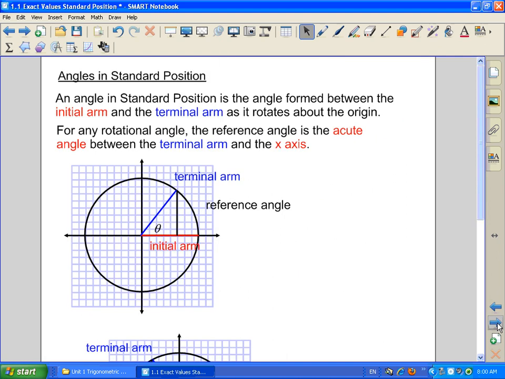All right, so an angle in standard position is the angle formed between the initial arm, which is right here, where we start, basically 0 degrees on the x-axis, and the terminal arm as it rotates about the origin. When we rotate in a positive direction, we go counterclockwise. That is normal rotation.